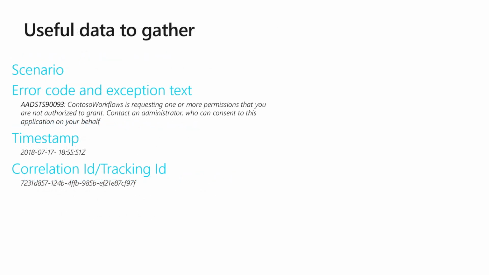If you're having one of these issues and need to post on Stack Overflow or open a support case to get help, there are a few things that can be helpful to include in that request to expedite the process. These include the scenario and the goal, the error code and the exception text you're seeing, the timestamp, and a correlation ID or tracking ID GUID.